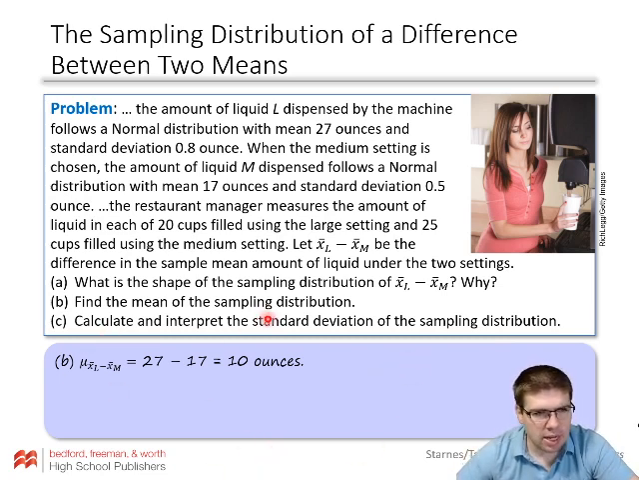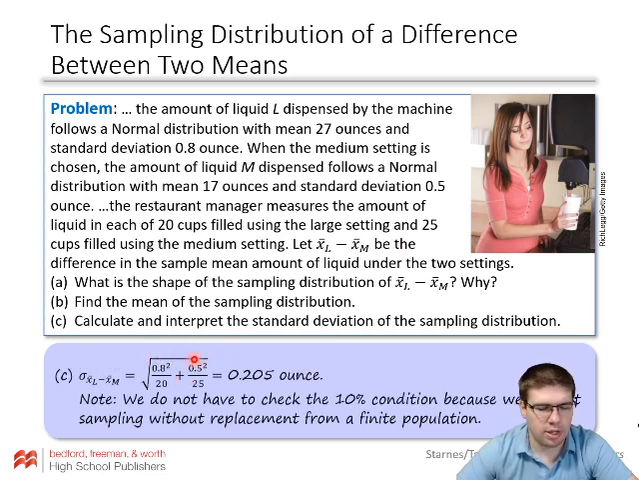And then calculate and interpret the standard deviation of this sampling distribution. So we've got our standard deviations. We're going to be doing the square root of sigma squared over n, the root gets canceled out when you square it, so sigma squared over n plus sigma squared over n. So it's 8 squared over 20 for the first sample, and then 5 squared over 25, and you square root that, and you get 0.205 ounce.